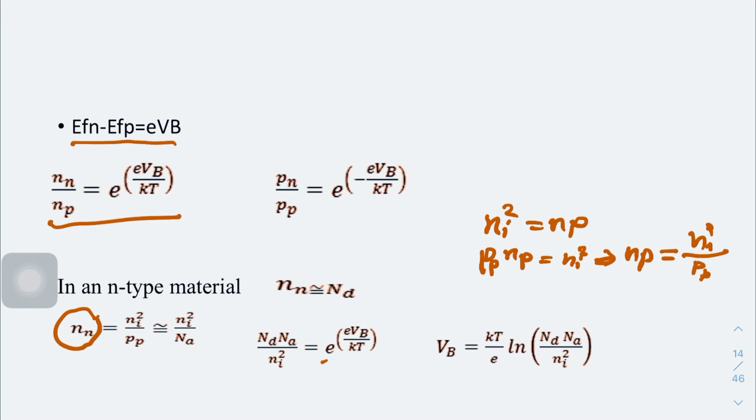Then, if we take the ln for both sides, we get VB equal to kT over e times ln of N sub D N sub A over ni squared. We see that the barrier potential or the built-in voltage depends on the temperature of the semiconductor, and also the type of the semiconductor and the rate of doping impurity atoms for the semiconductor.